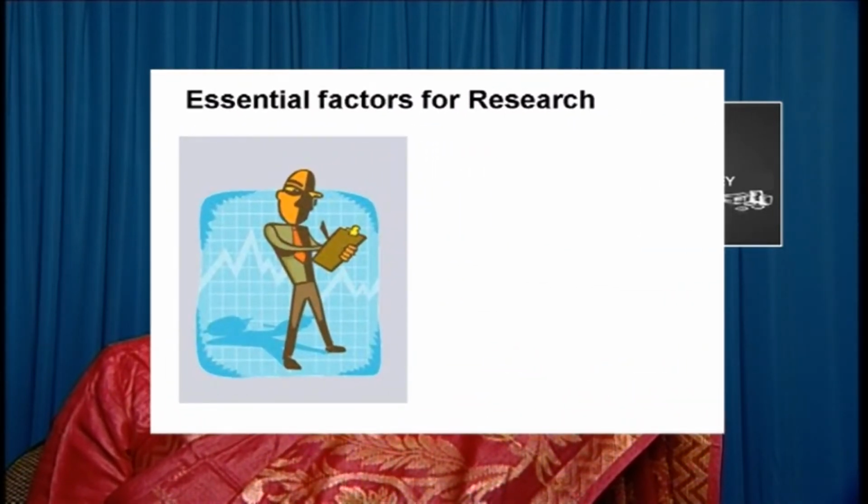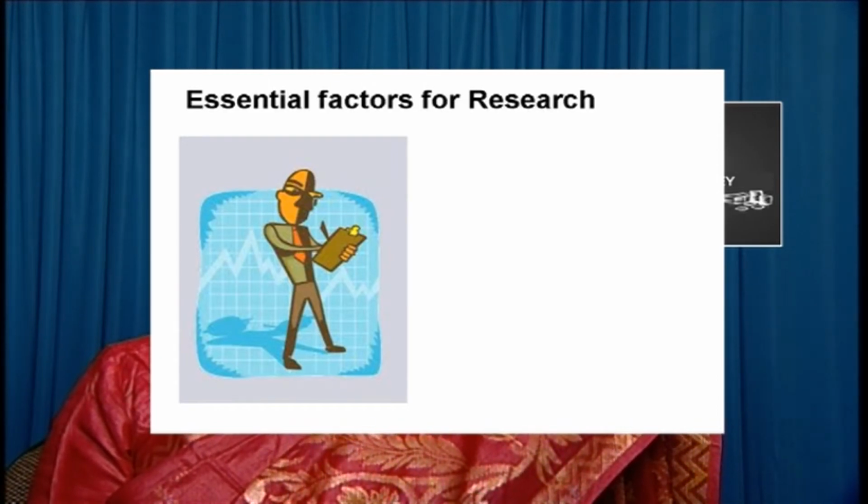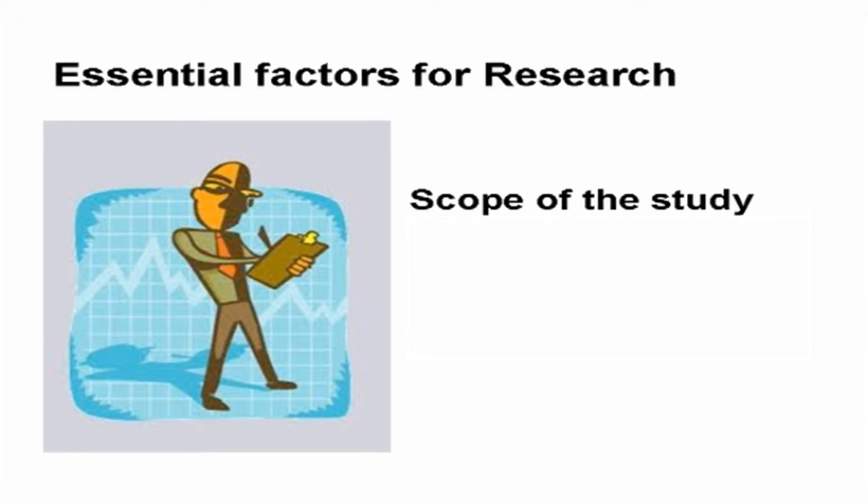Normally, social researches are undertaken to solve social problems. While conducting social research, the investigators are required to collect data from a set of population. Hence, the researcher has to decide basically two essential factors. One is the scope of the study and the other one is the size of the population to be covered.